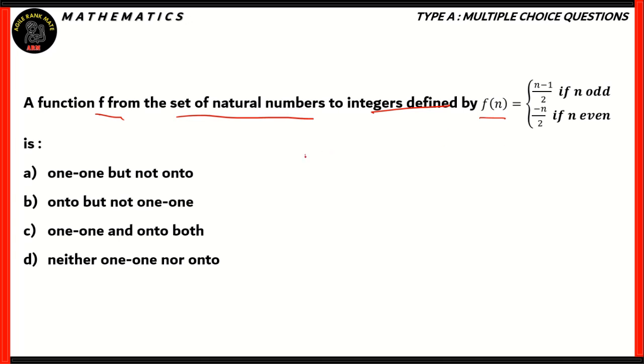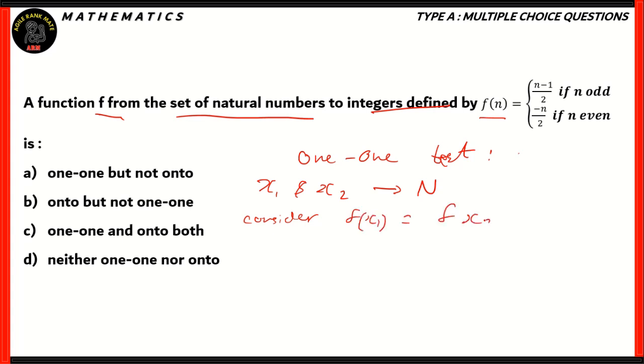So let's first do the 1-1 test of the function. All right, now we will consider x1 and x2 as two elements in the domain N. We will consider f of x1 as equal to f of x2. Now, this means we have two scenarios. Actually three scenarios.